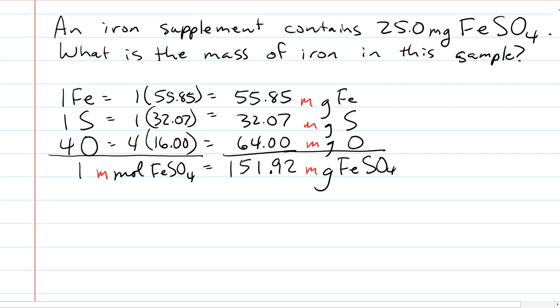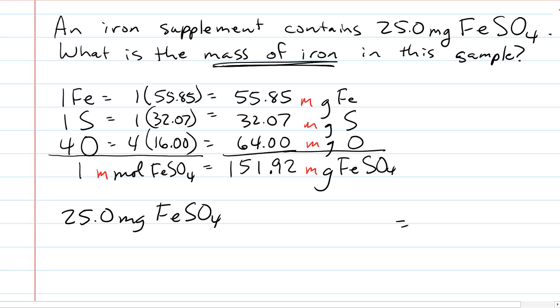So now if we wanted to go ahead and do this problem, we'd start off with what we're given. In this case, we are given 25.0 milligrams of FeSO4. And what is it we're looking for in this problem? The mass of the iron. Now, which unit do you think we'd probably give for the mass on this one? Milligrams, exactly. If we're given milligrams, the most common sense unit to calculate is going to be milligrams as well.